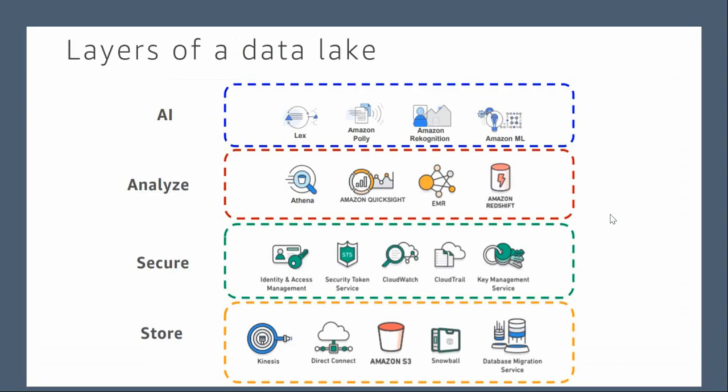This is the architectural view of a data lake from an AWS perspective. In this course, we will be using Amazon S3 as the storage. For security, we have all these different services available, such as KMS for encryption. For analysis, we have Athena, which we are going to learn, and we have Amazon Redshift Spectrum.